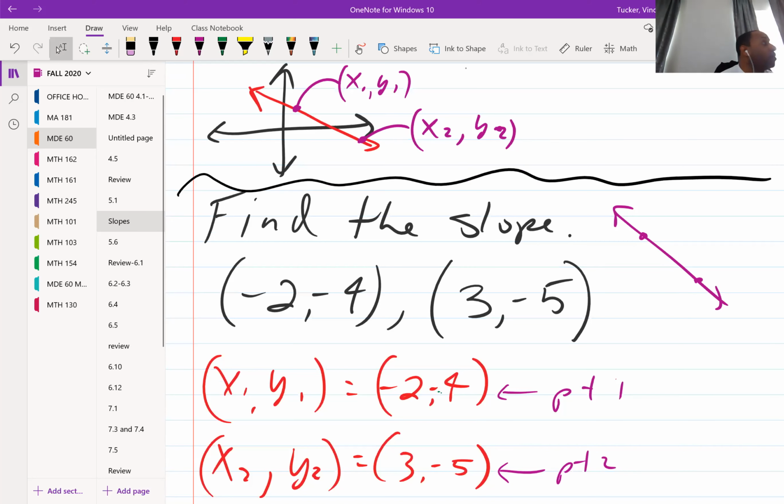I labeled my first point x1, y1 as (-2, -4), and then my second point as (3, -5). So you want to go ahead and label which one you call point 1 and which one you call point 2 before you start plugging in your values. Once again, it doesn't matter which one you call point 1 and which one you call point 2, as long as you're consistent in your substitution.